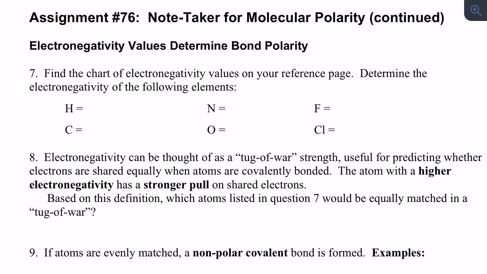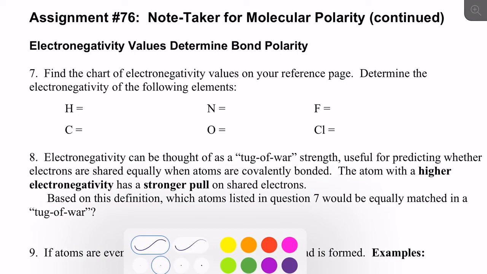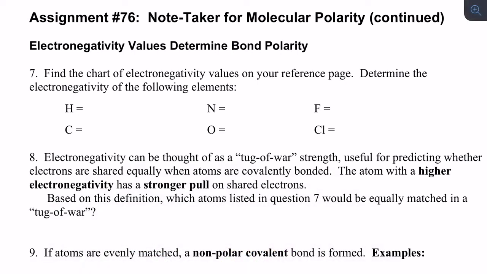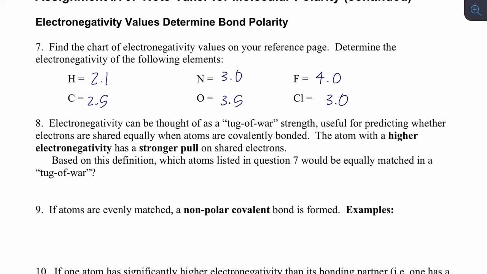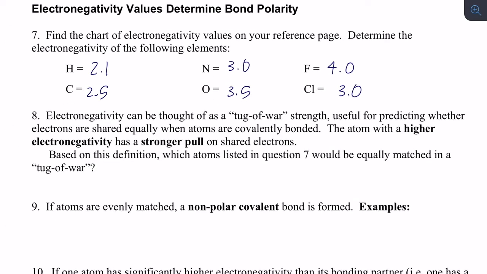So we can fill this in back here. Hydrogen was 2.1. Nitrogen is 3.0. Fluorine is 4.0. Carbon is 2.5. Oxygen is 3.5, and chlorine is 3.0. These numbers have no units. They're relative numbers. So they looked at the unequal sharing of electrons between two atoms, and they assigned it an arbitrary number. So they're all relative to each other. So the atom with the higher electronegativity has the stronger pull.